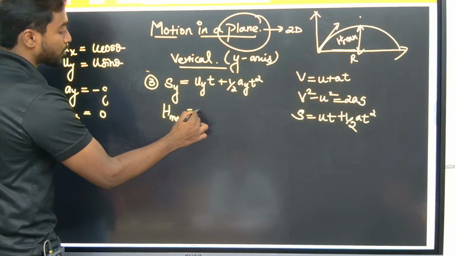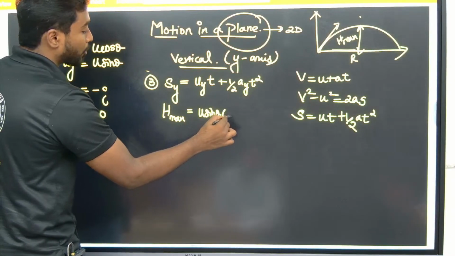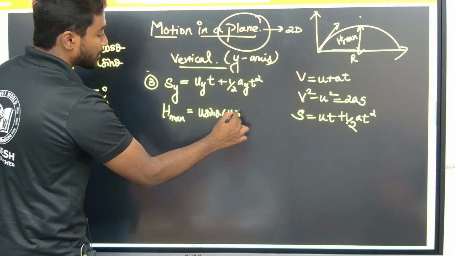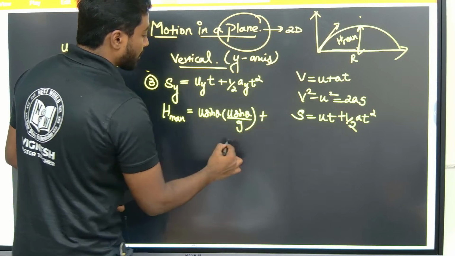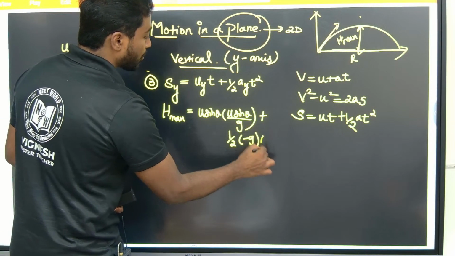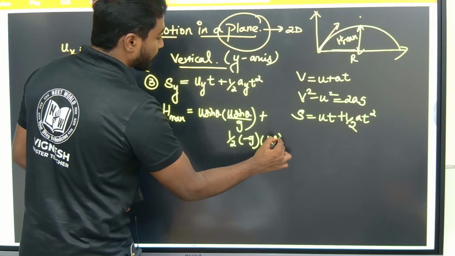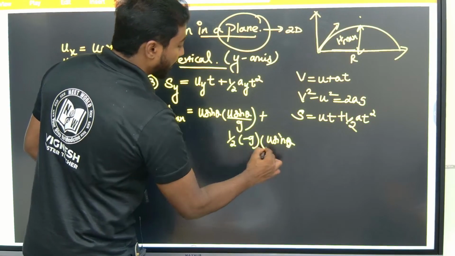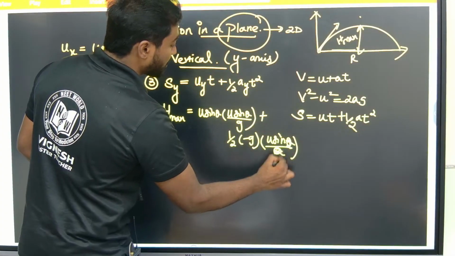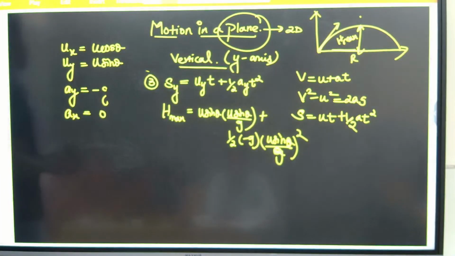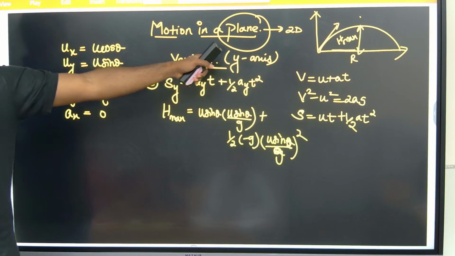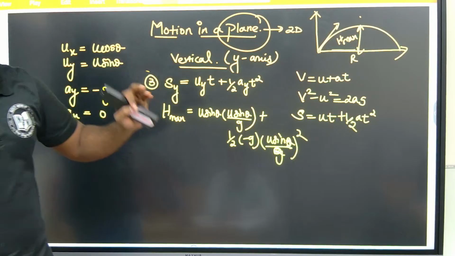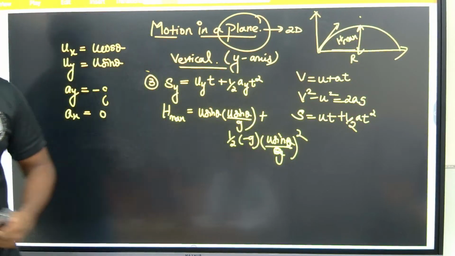Maximum height should be equal to u sin theta into, this is u sin theta only, yes? By g will come, plus 1 by 2 into minus g into u sin theta by g the whole square. Okay. So this is the thing. So when I solve, we'll get the same answer. For the previous case, what did we get? u square sin square theta by 2g. This also will give the same answer.